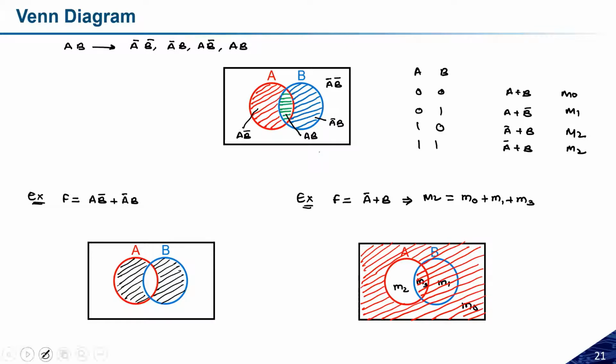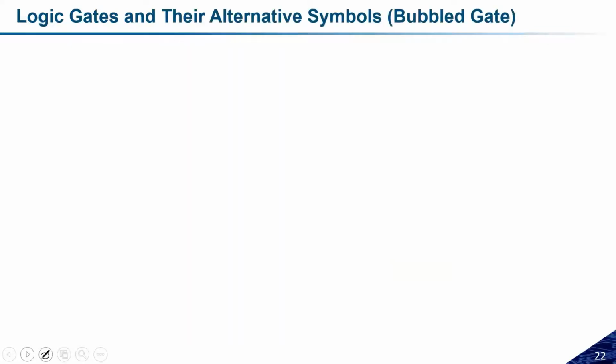Now, one more thing. We understand the different kinds of logical gates, right? As of now, we know the 7 kinds of gates: 3 basic gates, 2 universal gates, and 2 exclusive gates. Okay, so we know all these things, but there are some alternatives of these gates. What are those alternatives we are trying to see here?